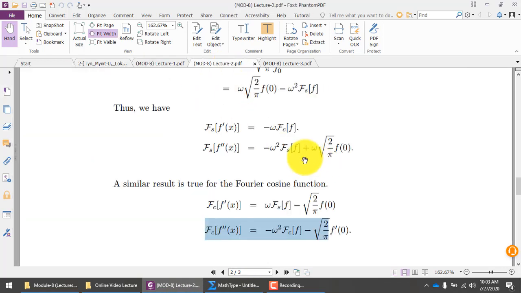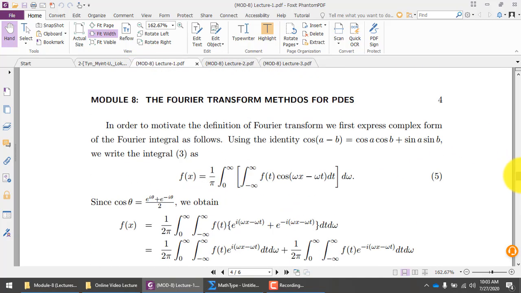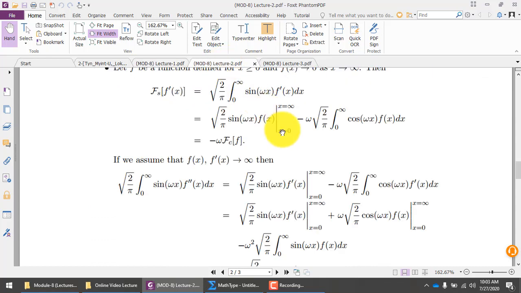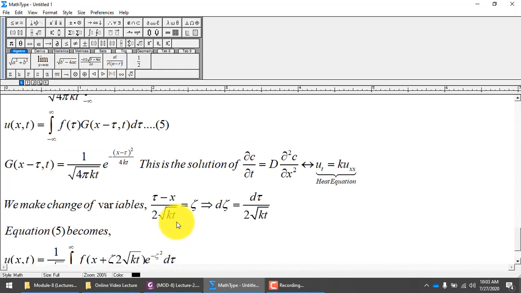If x is between minus infinity and infinity, you have only one choice: apply the Fourier transform, that's it. But if it is between 0 and infinity, you have to select based on which condition is given. If you have a double derivative and the function's value at x equal to 0, you should apply the Fourier sine transform. If you have the single derivative of the function at x equal to 0, you should apply the Fourier cosine transform. So this is the idea that you should elaborate.